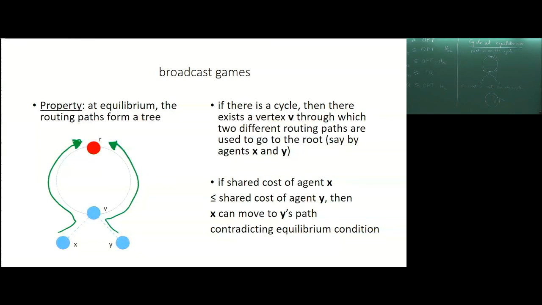Yes, because these are undirected edges, I can use it whatever way I want. No, it won't. Yeah. So it will be what's called an arborescence. All the traffic will move up to the root on the tree.